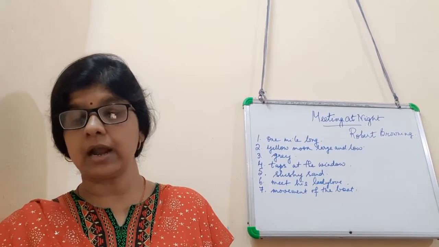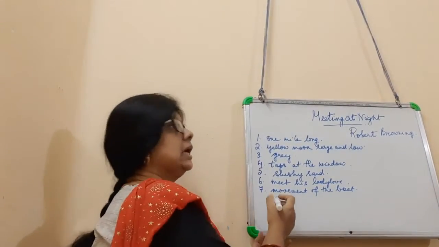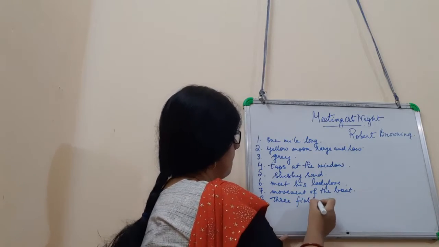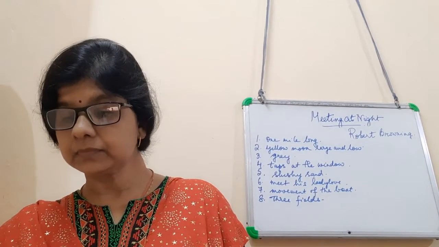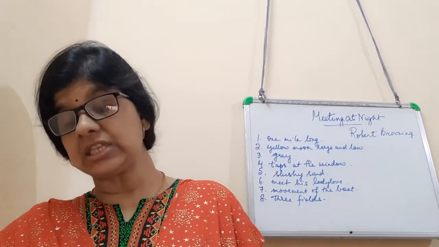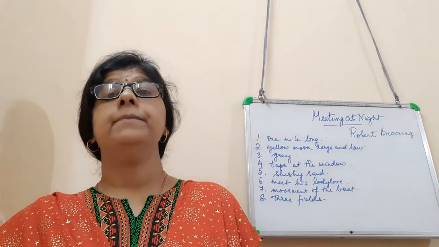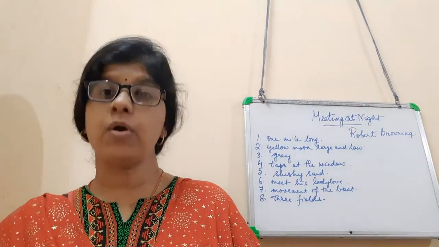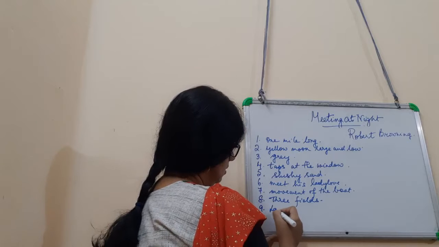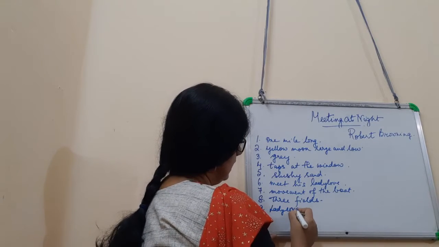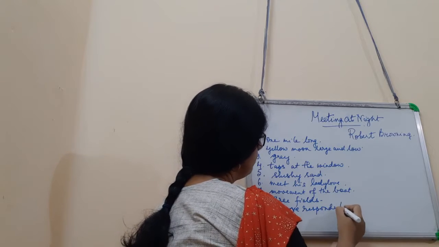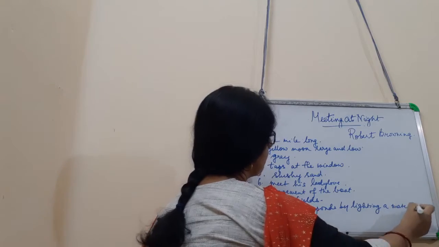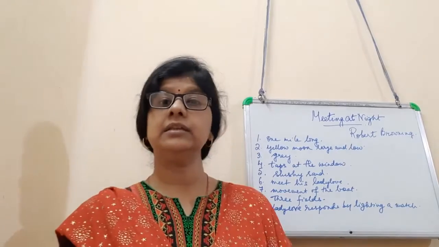How many fields will the speaker have to cross before a farm appears? 3 fields, right? 3 fields before a farm appears. What happens as soon as the narrator taps at the pane? The lady love responds by lighting a match as soon as the narrator taps at the pane.